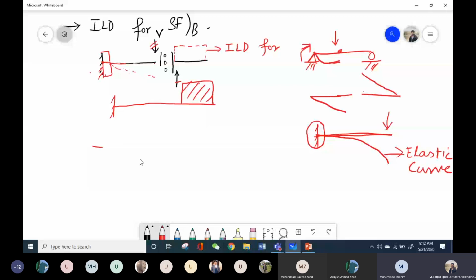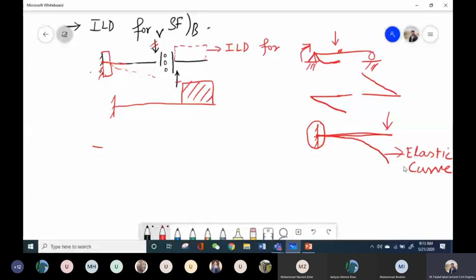Actually, this diagram is correct. Usually, we plot this diagram to show the elasticity of the member. What does that mean? That means that the beam is elastic. Although this support does not allow any sort of displacement or rotation, when the load is applied, due to elasticity, there will be some deflection produced in the beam. So this is what this elastic curve shows.